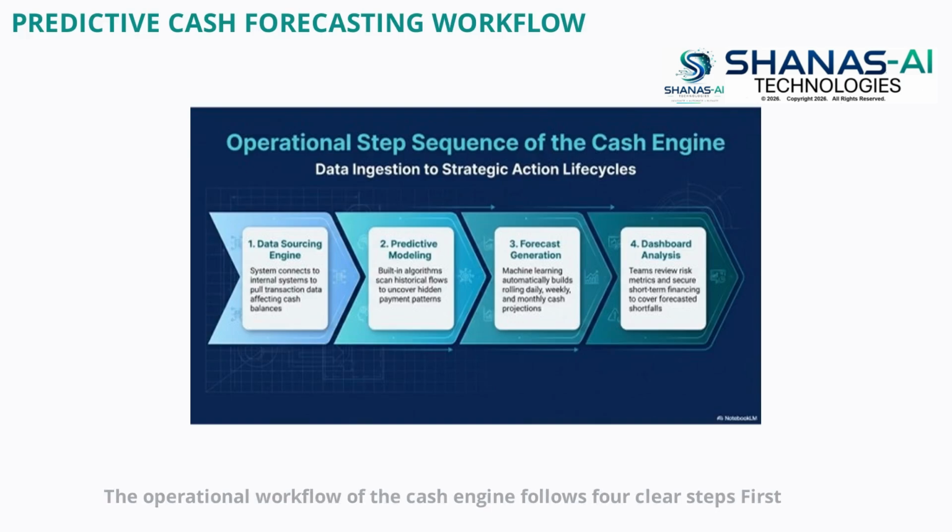The operational workflow of the cash engine follows 4 clear steps. First, the data sourcing tool connects to internal applications to pull transaction data that impacts cash balances. Second, machine learning algorithms scan historical flows to uncover hidden payment patterns. Third, the system generates rolling cash forecasts across operations, financing, and investments. Fourth, finance teams review the dashboards to track liquidity risks and secure short-term funding when shortfalls are predicted.